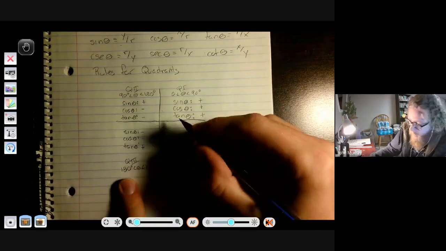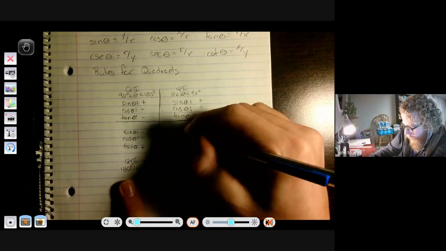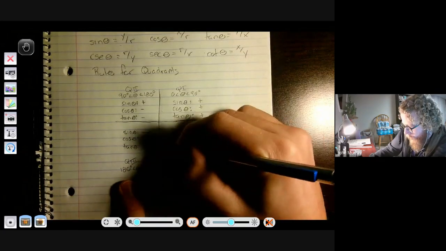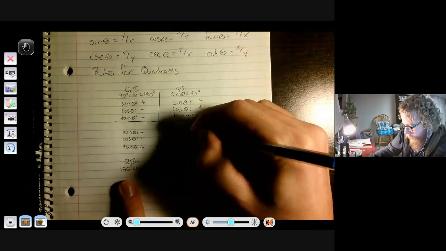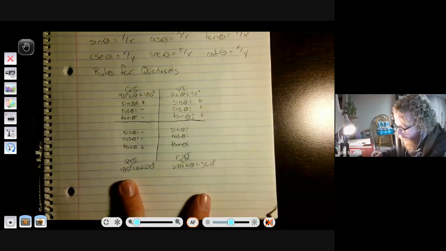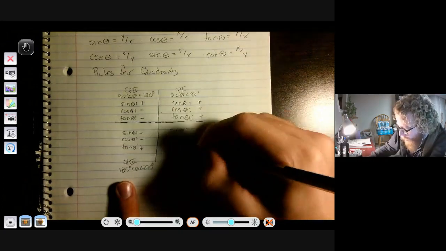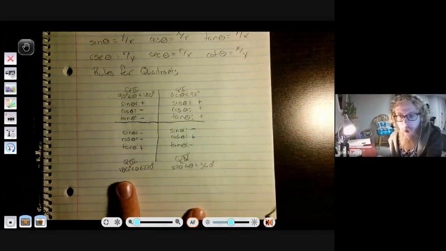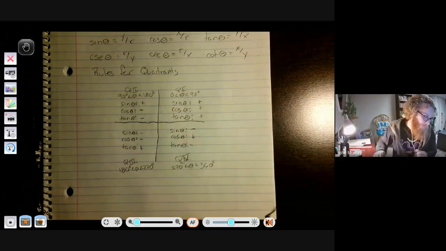And then if you've kind of figured out the pattern, right, if you notice what's happening, in our fourth quadrant, our sine and tangent are going to be negative, and our cosine is going to be positive.